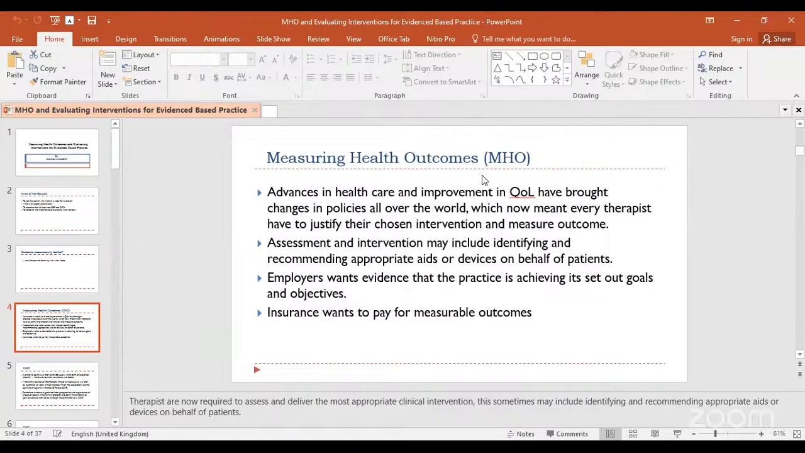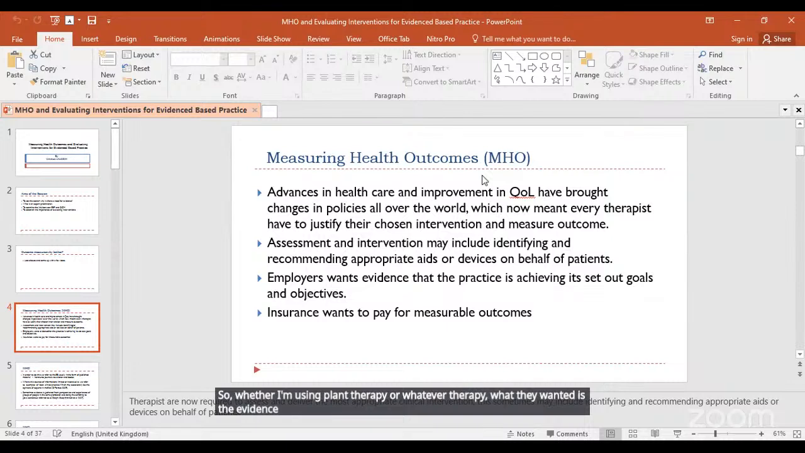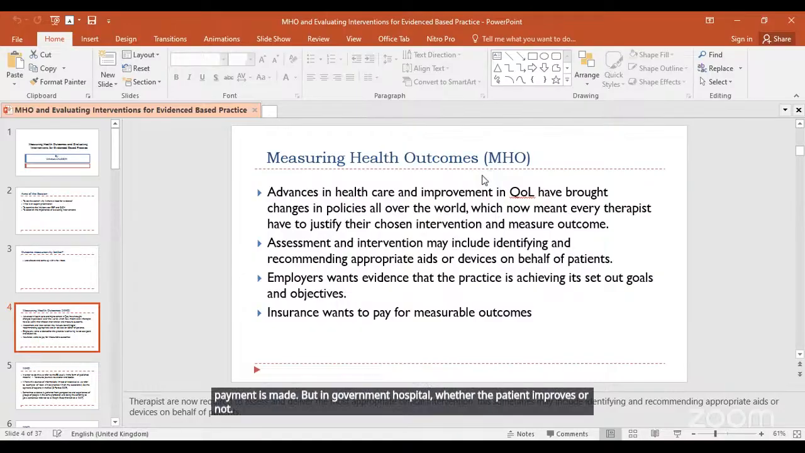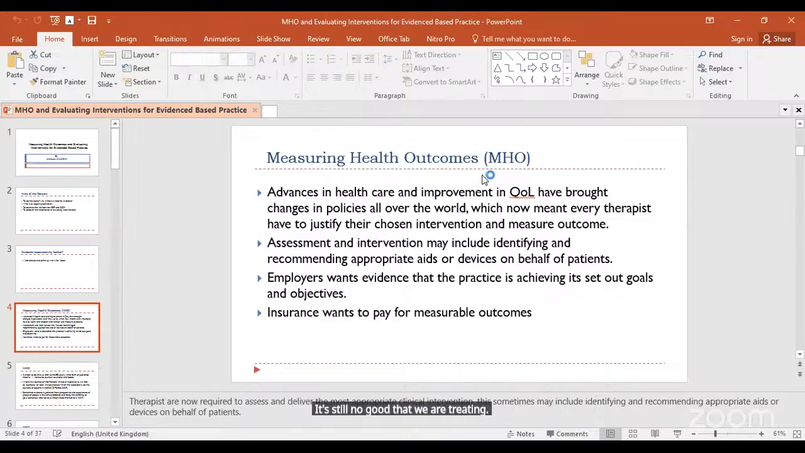So whether I'm using plant therapy or whatever therapy, what they want is the evidence that it works. It means, where did I start? What did I achieve? And within what period? So before they pay me again, or they renew if there is need for further treatment, I must provide evidence of where I started and where I got to before payment is made. But in government hospital, whether the patient improves or not, it's Tinubu that we are treating, not the patient. Because a lot of us in government hospitals, we are not really accountable.